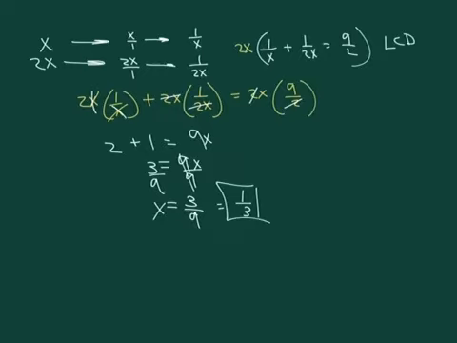So one of the numbers is 1/3. Which one? The x. We found x to be 1/3. Now we take 1/3 times 2, and we get our second number. So there's our two numbers there.